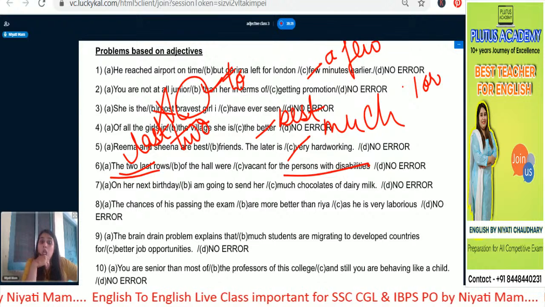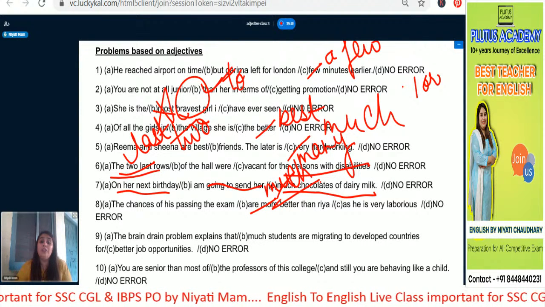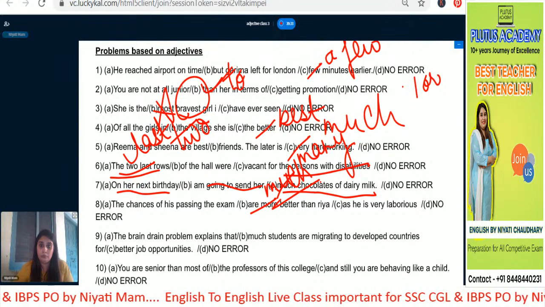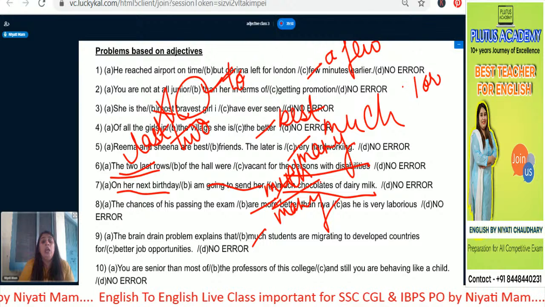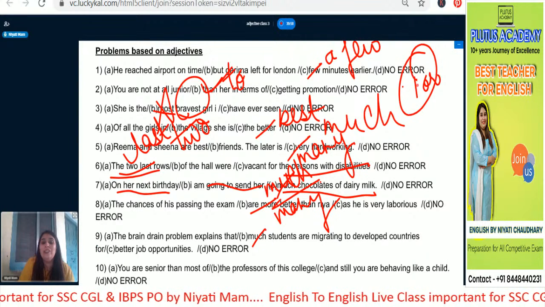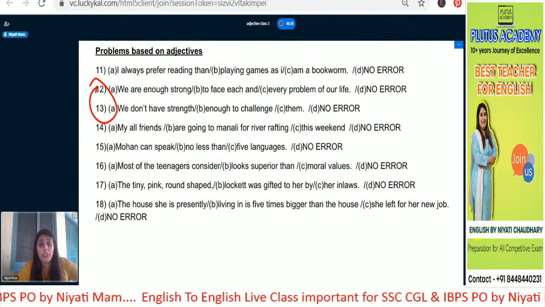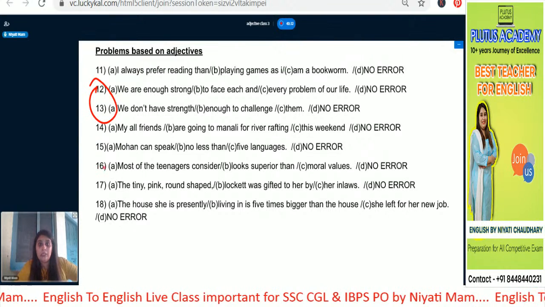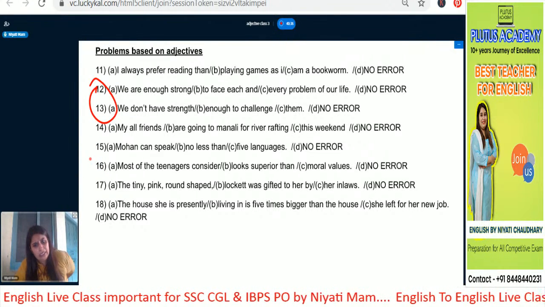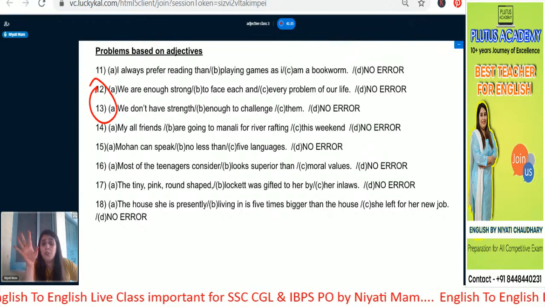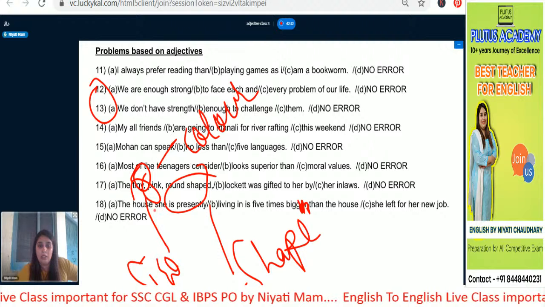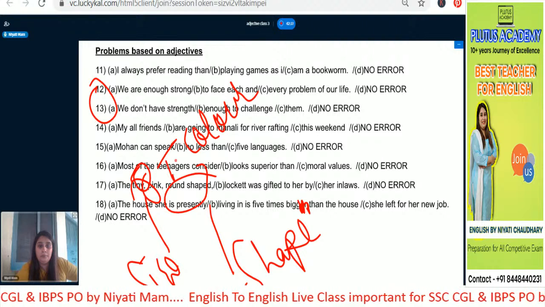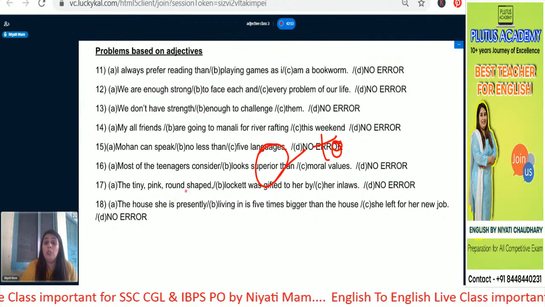The brain drain problem explains that many students are migrating. You are younger than most of the professors of this college, and still you are behaving like a child. Senior ends with IOR, and this weekend Mohan can speak no less than 5 languages. I already told you, tiny is what? Shape, and then we can mention the color. So the correct sentence is the tiny gifted speak no less than 5.